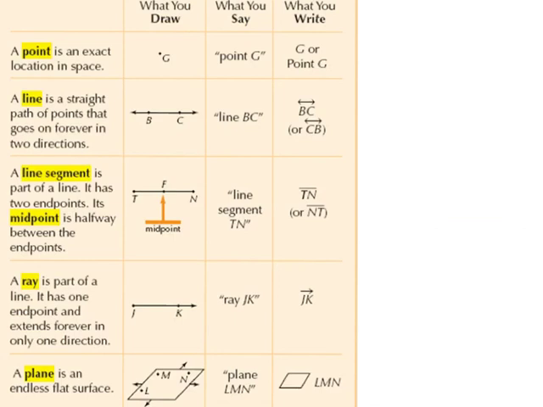A ray is a part of a line. It has 1 endpoint, but then it extends forever in one direction only. So this is ray JK, and this is how you would write that. And then a plane is just an endless flat surface, and that's something that this lesson doesn't really cover, but you'll get into more later in geometry. Okay, let's go to the next section.